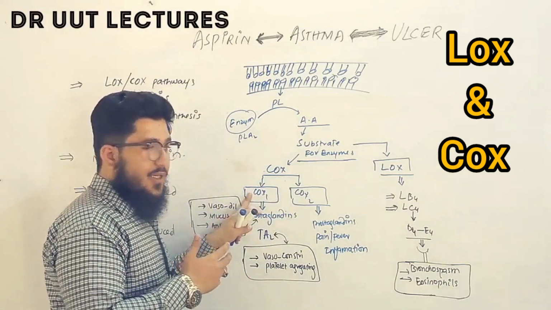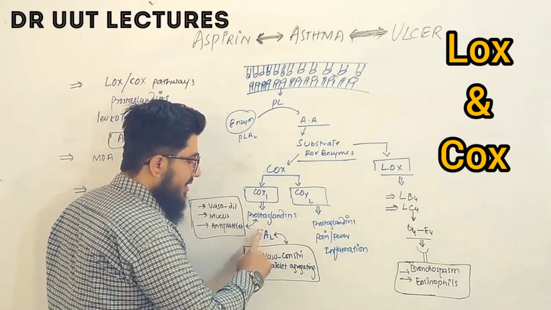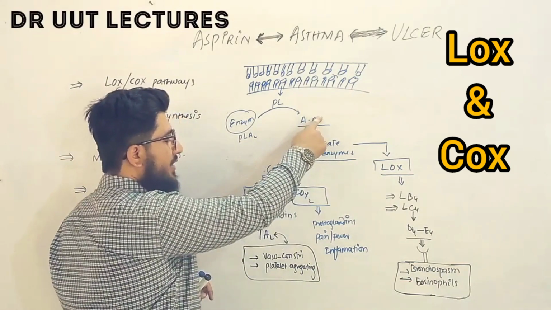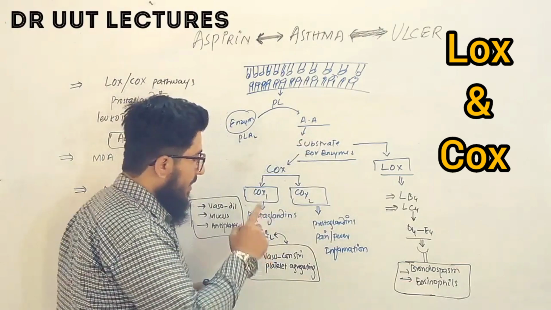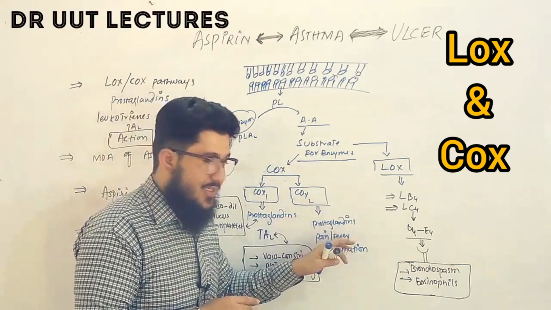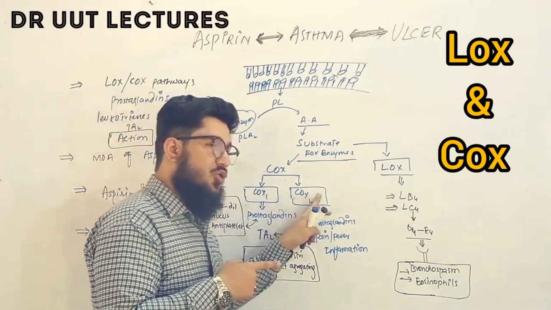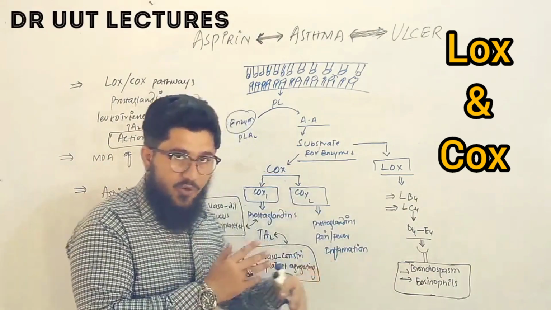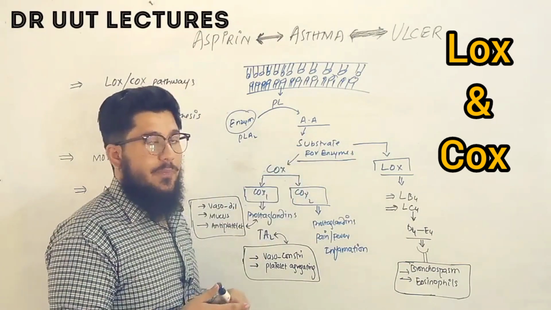Now, if COX-1 interacts with the arachidonic acid, it will produce the prostaglandins and thromboxane A2. And if COX-2 interacts with the arachidonic acid, it will produce the prostaglandins. Remember, COX-1 and COX-2 both are producing the prostaglandins. COX-1 is producing thromboxane A2, which is not produced by COX-2. And both the prostaglandins have got different functions. Before we move towards the functions, let us know about the products of the LOX pathway.